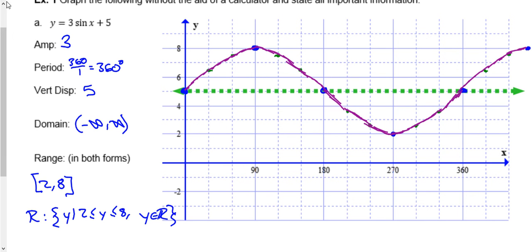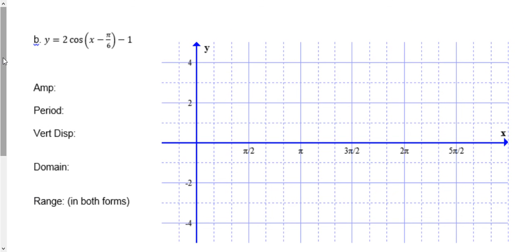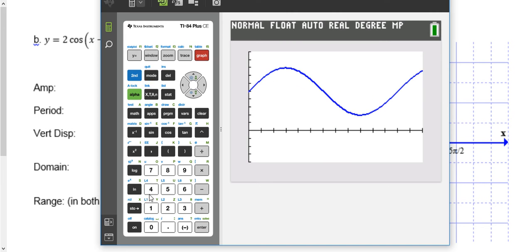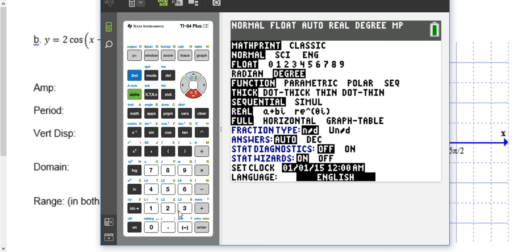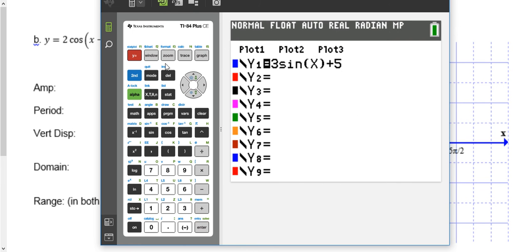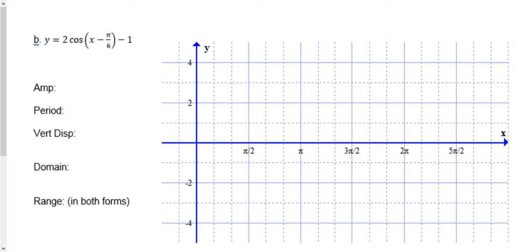On the next graph, in example B, we have 2 cos(x − π/6) − 1. If I see pi anywhere, I know I'm in radian mode, so the very first thing I'm going to do is switch myself back to radian mode. I also need to switch up my window settings. At the very far left we have 0, and the very far right looks like we're going as far as 5π/2. If this is π/2, this is 90, so this is 30, 60, so π/6 is going to be our first one.